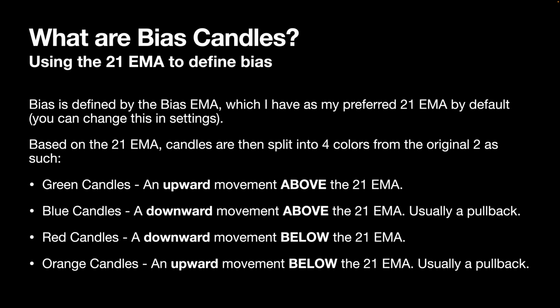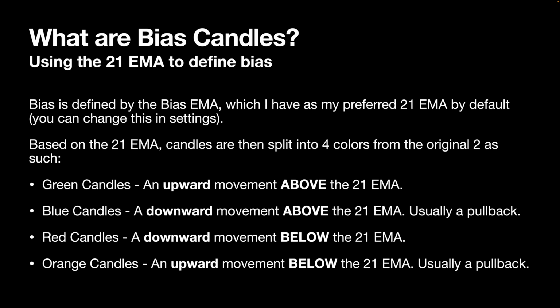Green candles are defined by an upward movement above the 21 EMA. So pretty standard. You're going to see that normally anyway. Where things are different is what ordinarily would have been a red candle is now a blue candle when you see downward movement above the 21 EMA. Usually that's going to be a pullback. If you're in a strong trend, that's going to be a pullback. If it's not a strong trend, it could be the start of a trend transition, but it shouldn't freak you out if you're in a trade.